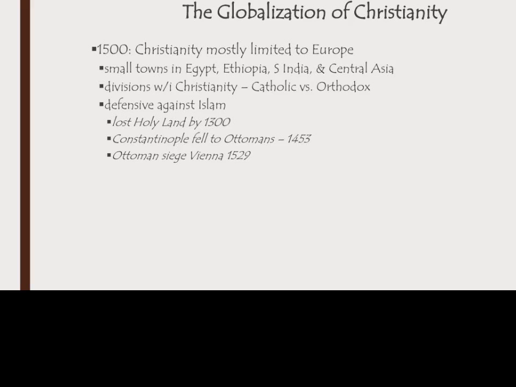But there were serious divisions within Christianity. We had the Roman Catholic Church and the Eastern Orthodox Church. And they were always on the defensive against Islam, with the loss of the Holy Land by 1300 and the fall of Constantinople to the Ottomans in 1453, and the Ottoman siege of Vienna, which is a Christian city in Eastern Europe, in Austria in 1529.